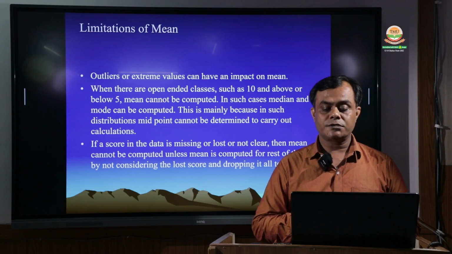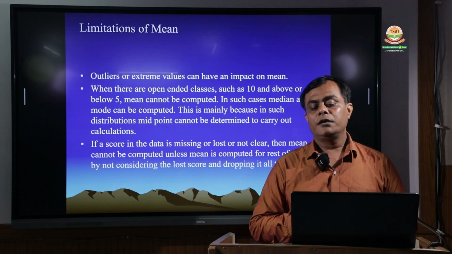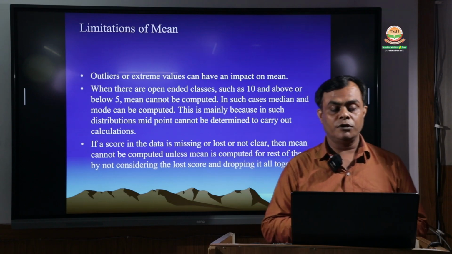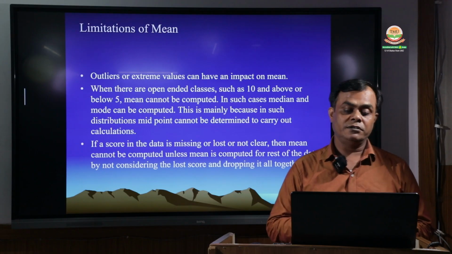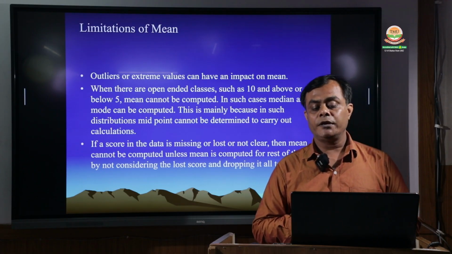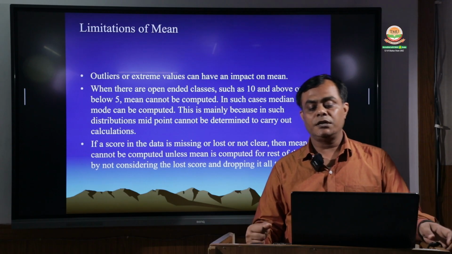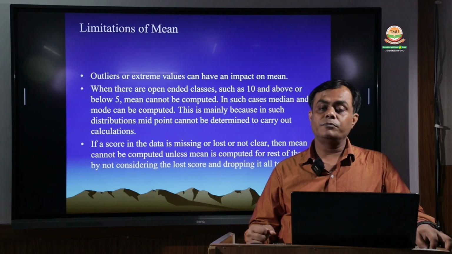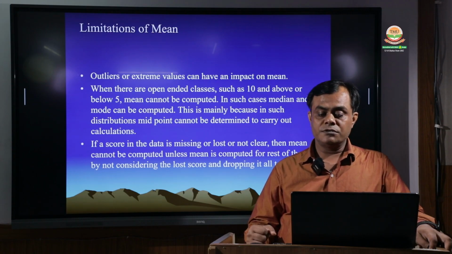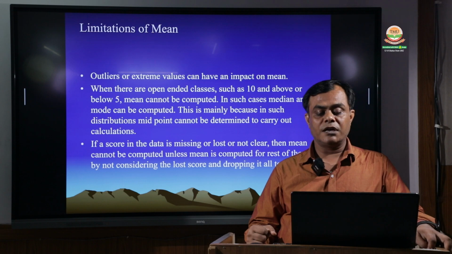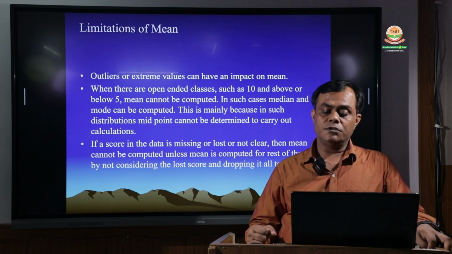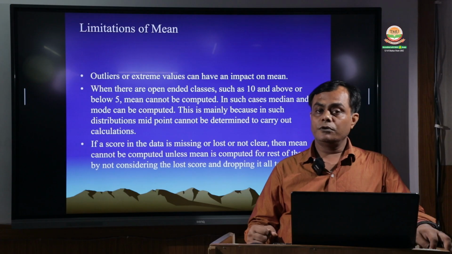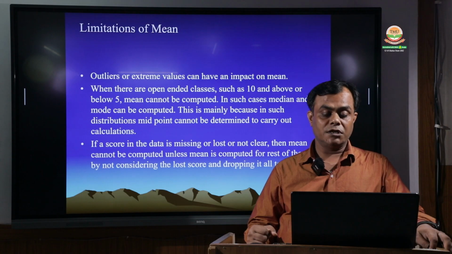Outliers or extreme values can have an impact on the mean. If outliers or extreme values are involved in the data, that impacts the mean. When there are open-end classes such as 10 or above or below 5, the mean cannot be computed. In such cases, median and mode can be computed. This is mainly because in such a distribution, the midpoint cannot be determined to carry out the calculation.